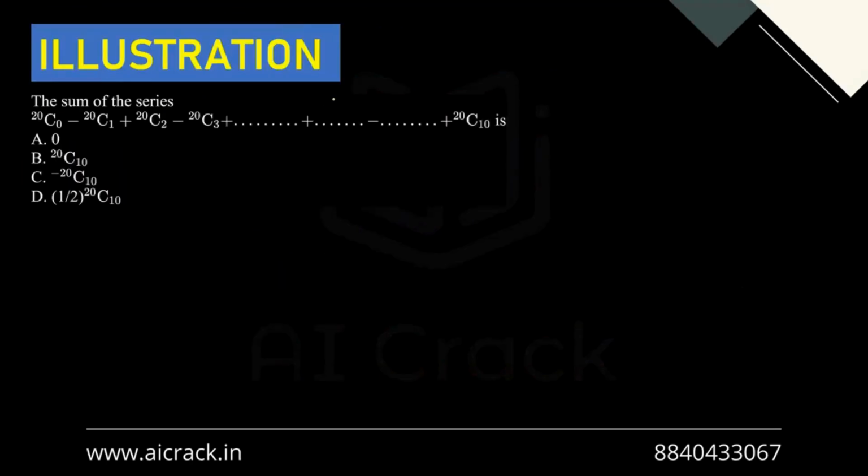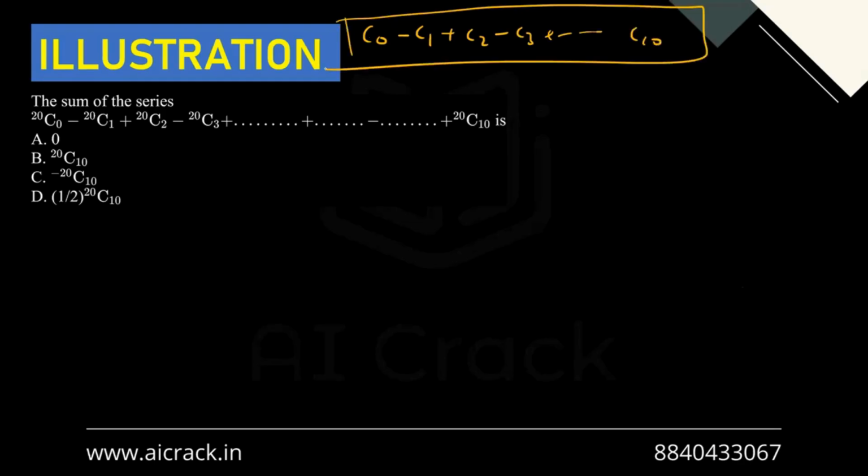Okay. And now let's solve this example. The sum of the series 20C0 minus 20C1 plus 20C2 minus 20C3 till 20C10, not 20C20. It's not till the end. It's somewhere in the middle, right? 20C10, right? So if we write this in the notation format, we'll get C0 minus C1 plus C2 minus C3 till C10. This is what they're asking, right?